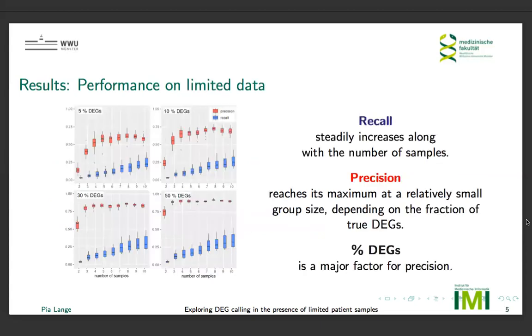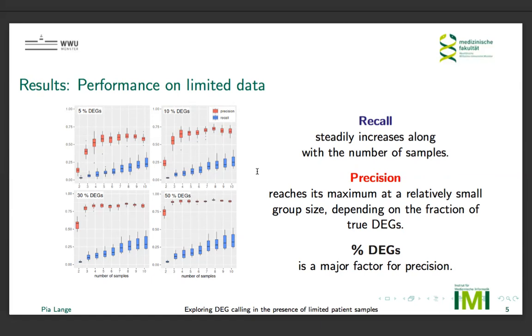Now I will show you the results of our setup. On the top left, we have the results for 5% DEGs, then 10, 30, and 50. On the x-axis are the group sizes. In blue, we see the recall of the true positives. Generally, we observe that recall steadily increases along with the group size. However, for the chosen group sizes below 10, we barely reach 40% recall. In red, we have precision, so the percentage of true positives among our results.